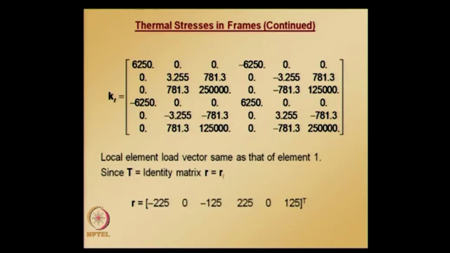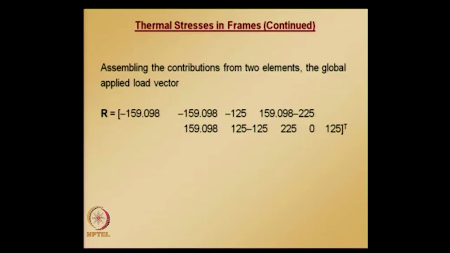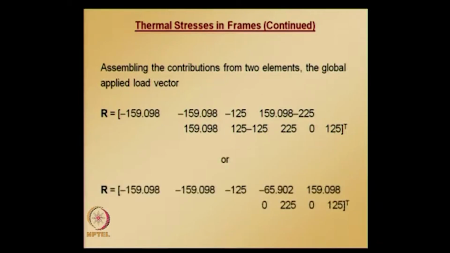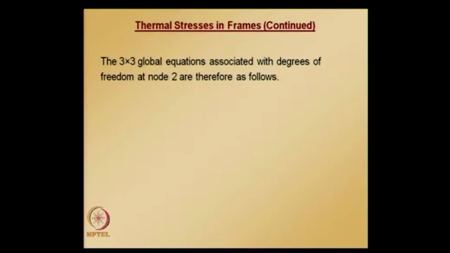Because of the boundary condition, all the degrees of freedom at node 1 and node 3 are 0, so there is no need to assemble the corresponding rows and columns. Since the specified values are 0, the corresponding columns will not contribute anything either. Thus, in the following global equations only the terms associated with node 2 are written, and this is the assemblage for the load vector, assembling the contribution from 2 elements. So, the global applied load vector is this, which can be simplified, and we get the contribution from both elements to the global load vector. And the 3 by 3 global equations associated with degrees of freedom at node 2 are therefore as follows.